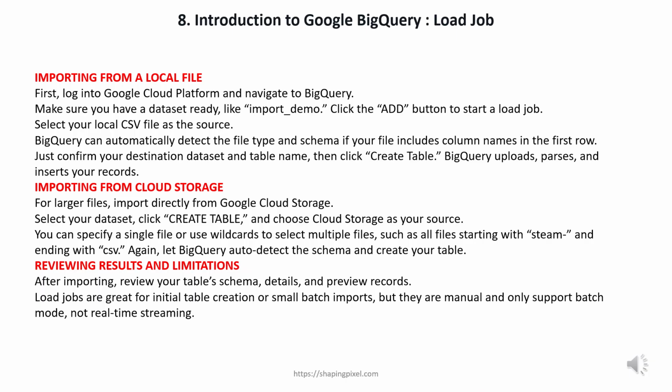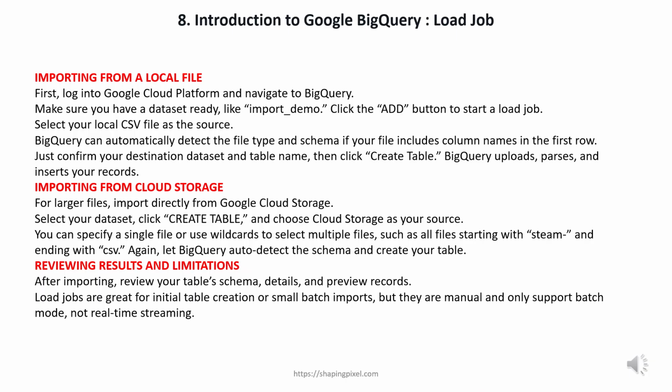Select your local CSV file as the source. BigQuery can automatically detect the file type and schema if your file includes column names in the first row. Just confirm your destination dataset and table name, then click Create Table. BigQuery uploads, parses, and inserts your records.